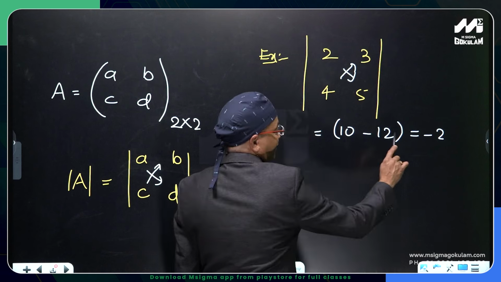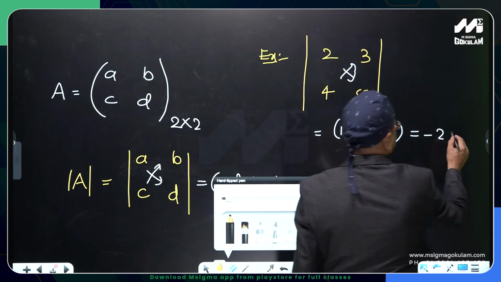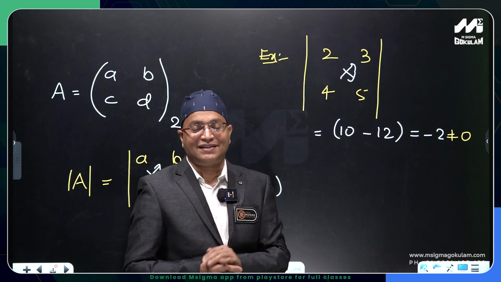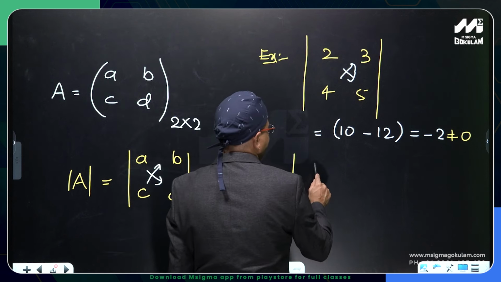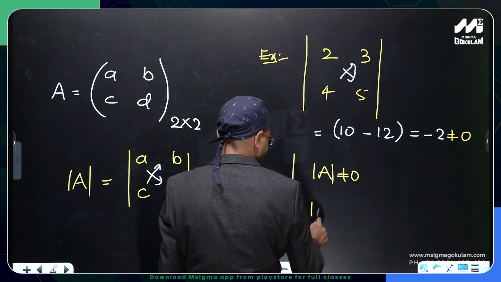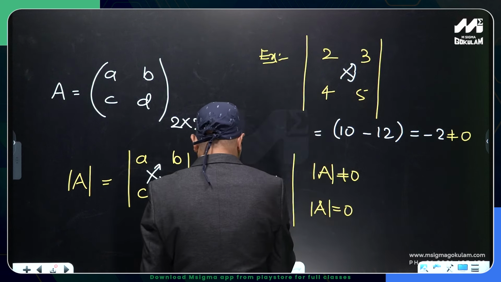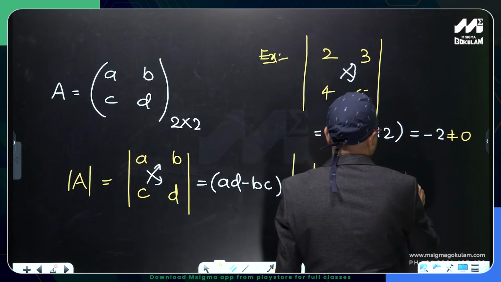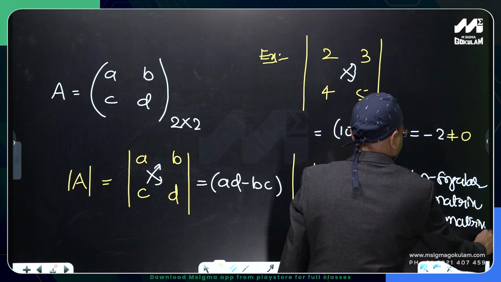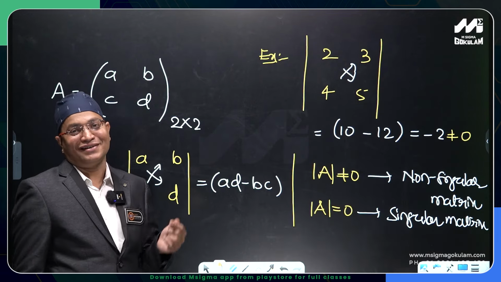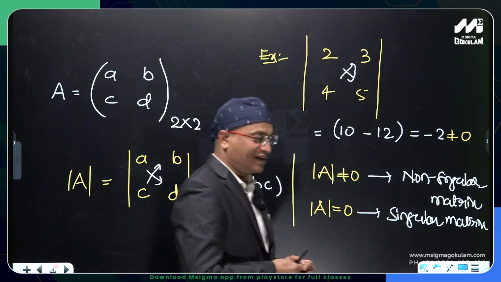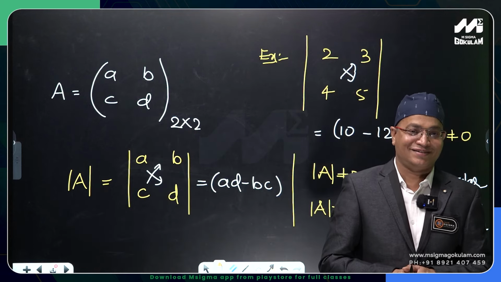Suppose that value is not equal to 0. Determinant of minus 2 means it is not 0. Then it is called non-singular matrix. If determinant of some matrix is 0, that is called singular. So, here two more things we are learning. Det A not equal to 0 means it is a non-singular matrix. Det A equal to 0 means singular matrix. Fine. So, every word is important. Singular, non-singular, upper triangular, lower triangular, diagonal, scalar. We should not have any confusion in our questions while doing solutions in examination.